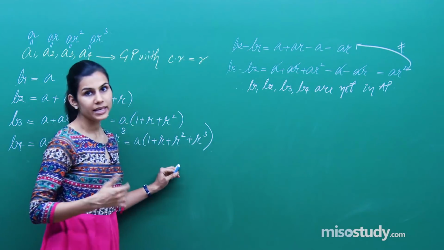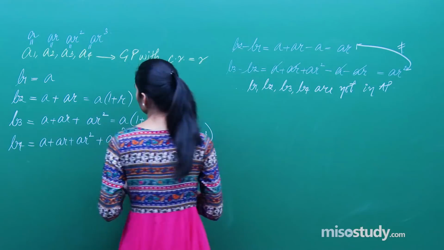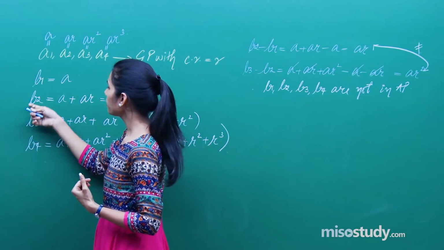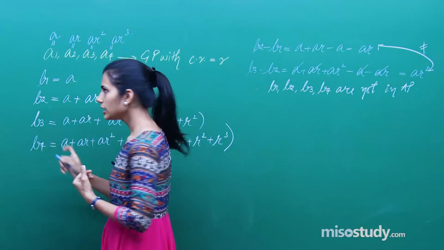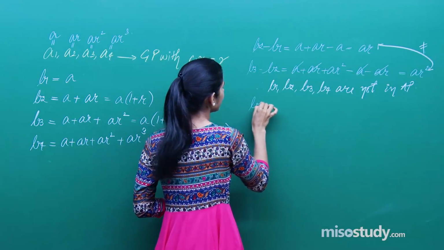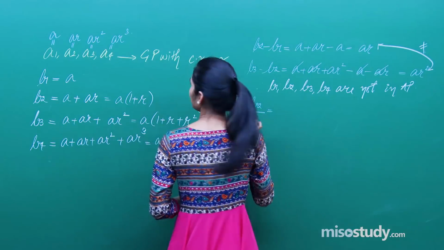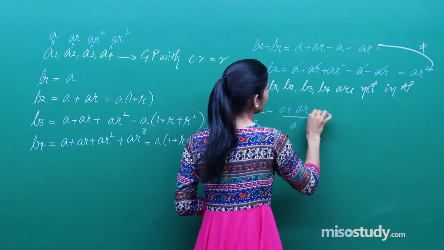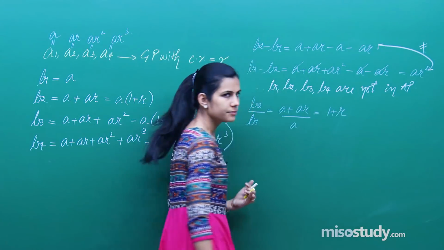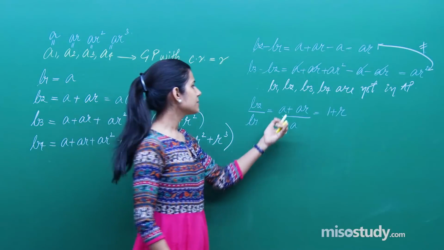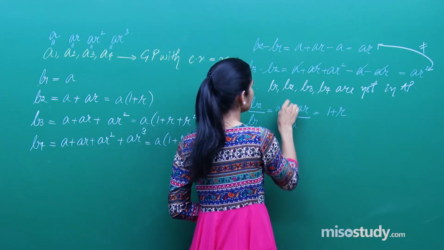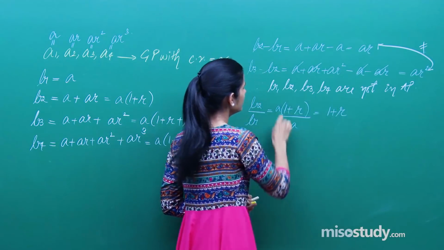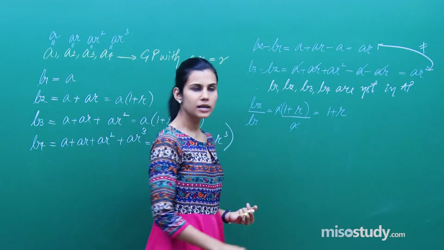What about them being in GP? If I talk about them being in GP, I need to talk about what? B2 upon B1 should be equal to B3 upon B2 should be equal to B4 upon B3. So if I talk about B2 upon B1, it is actually equal to A plus AR upon A, which gives you 1 plus R. Because A comes out common, you are left with 1 plus R.